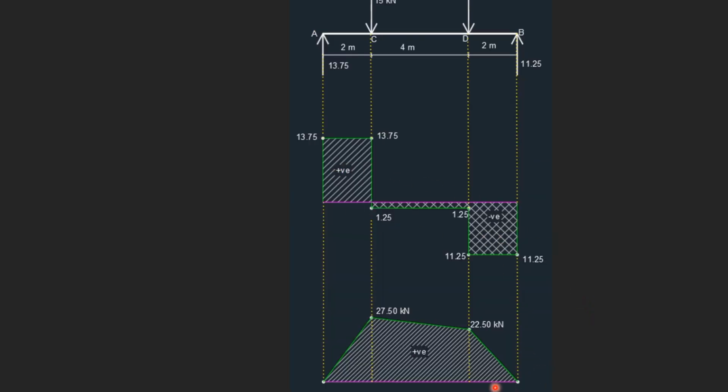So we got our shear force diagram and bending moment diagram. Hope you understood the concept. In coming videos, beams with different types of loadings will be explained.